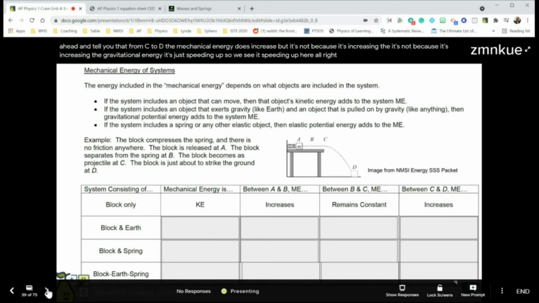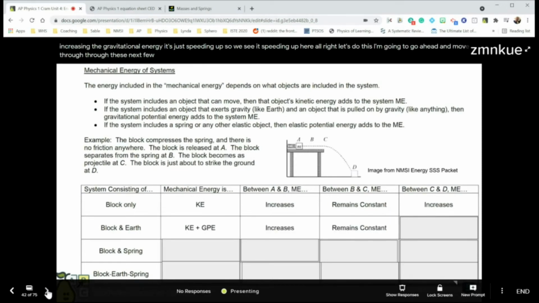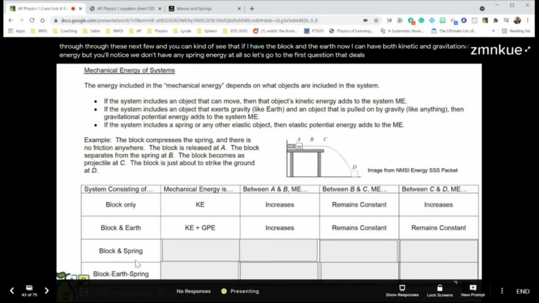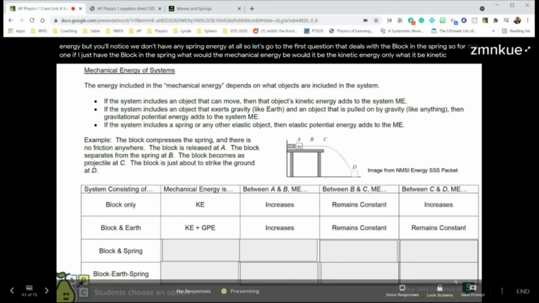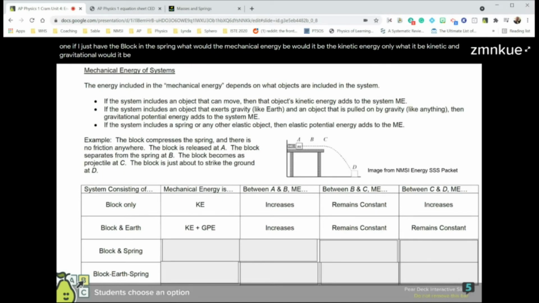All right, I'm going to move through these next few. If I have the block and the Earth now, I can have both kinetic and gravitational energy, but we don't have any spring energy at all. So let's go to the first question that deals with the block and the spring. If I just have the block and the spring, what would the mechanical energy be? Kinetic energy only? Kinetic and gravitational? Kinetic and spring? Or all of them?